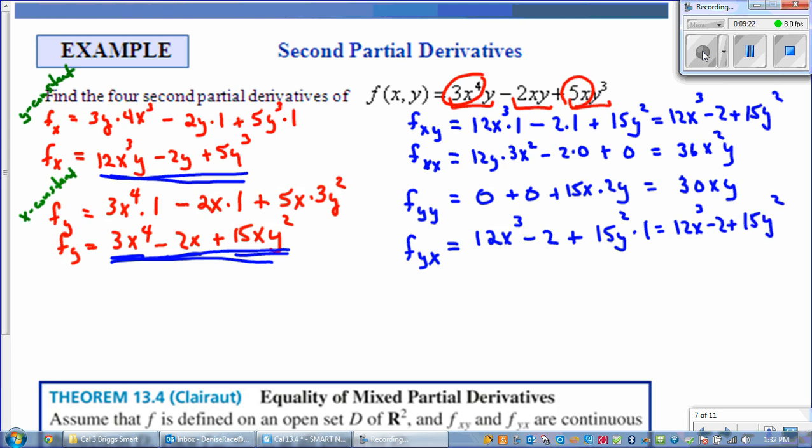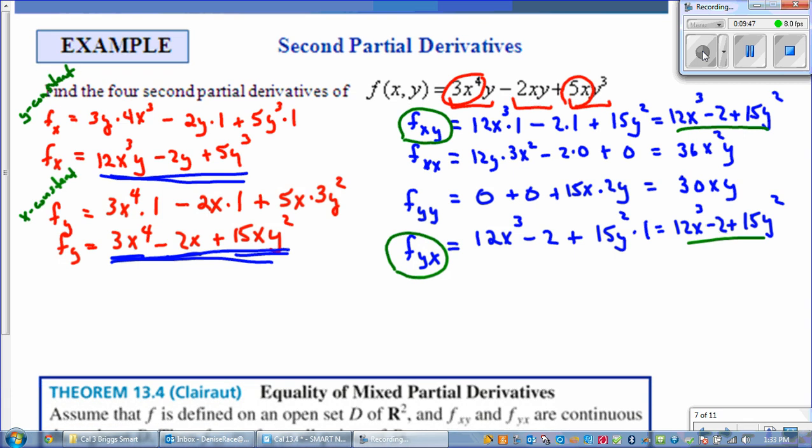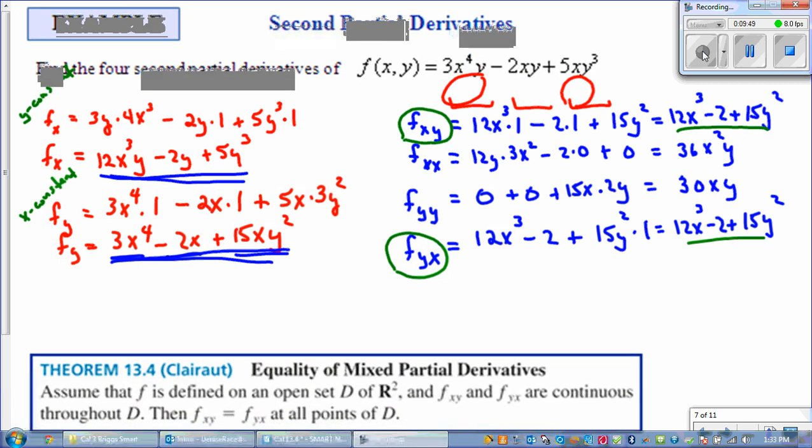Now you might notice here that the partial of f with respect to xy, f sub xy, is the same as the partial of f with respect to yx. That will be the case most of the time in this class. In order for those two partial derivatives to be the same, certain conditions have to be met.